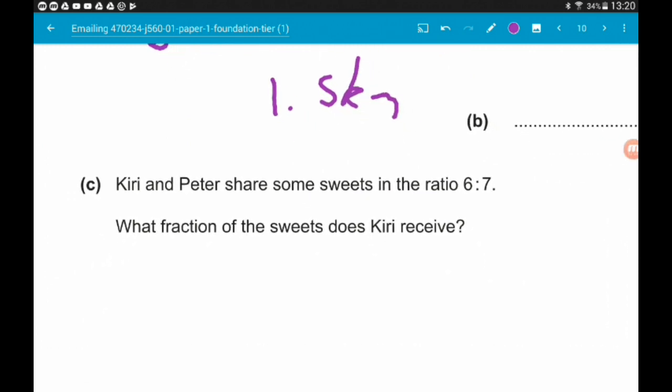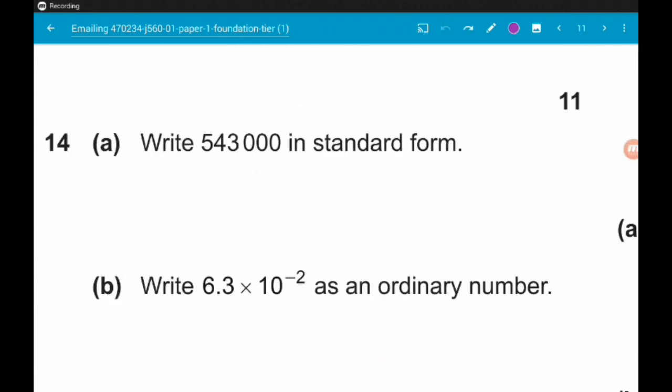Okay, part C. Kiwi and Peter share some sweets in the ratio 6 to 7. We want to know what fraction of the sweets Kiwi gets. So, how many parts to this ratio are there? 6 on the left, 7 on the right. So there's 13 parts. Kiwi gets 6 of those parts. So it's 6/13.